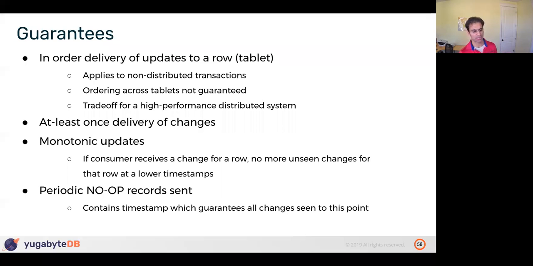So you know your RPO, so to speak, or your recovery point objective, and as to when you are really, how much data you'd lose if you lost the source cluster.